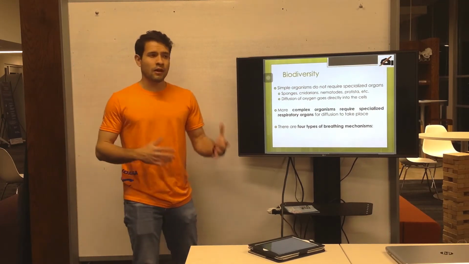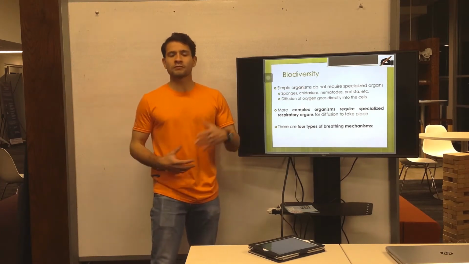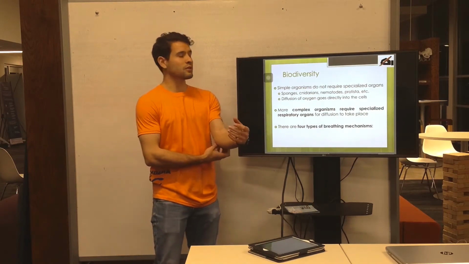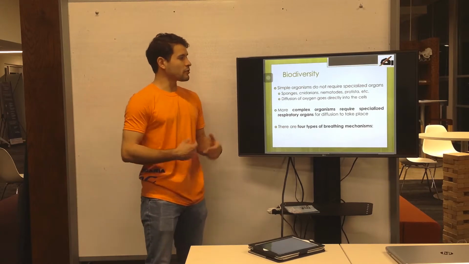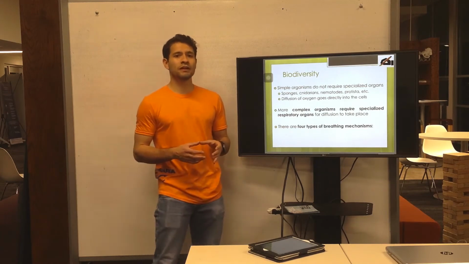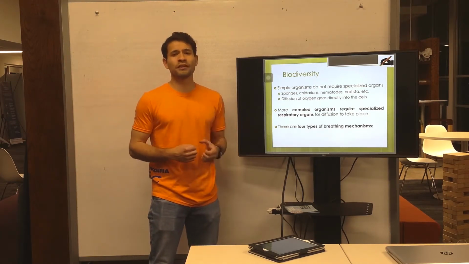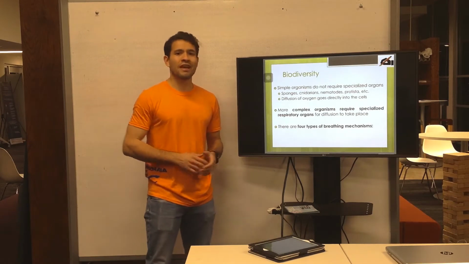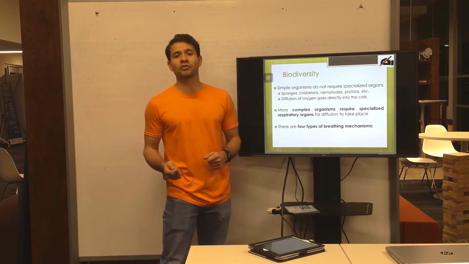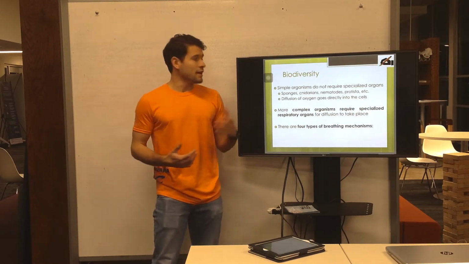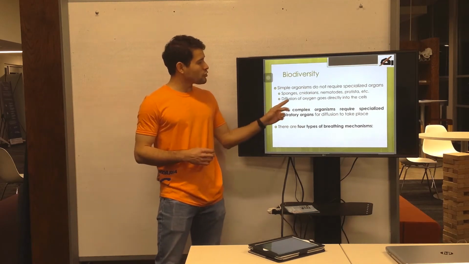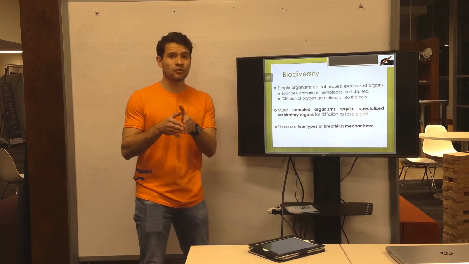Remember, we have simple and complex organisms, unicellular organisms versus multicellular organisms, and so simple organisms, including sponges, cnidarians, nematodes, and protists, they are going to be absorbing the oxygen straight into their cells. They will not need any special organs for breathing, like in our case, humans, we use lungs. In the case of simple organisms, diffusion of oxygen goes directly into their cells.